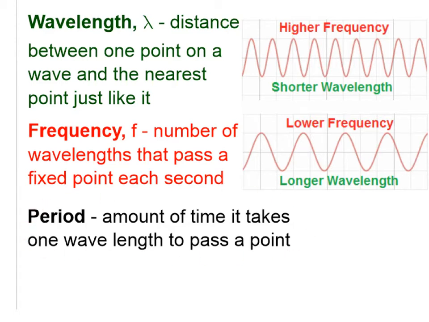The period of a wave is another property. It is the amount of time it takes one single wavelength to pass a particular point. So the period would simply be how long it takes for the wave to travel this distance.